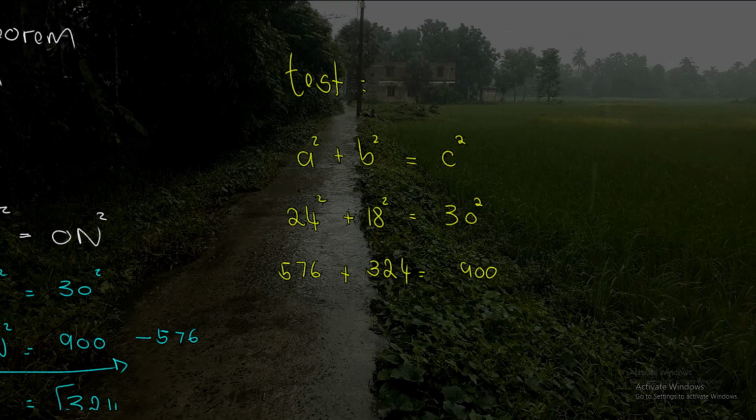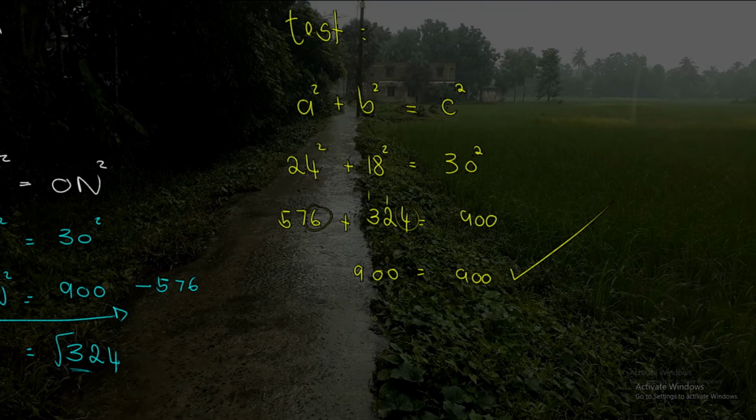If I add these two together, well, 6 plus 4 is 10, 1 goes over. 3 plus 7 is 10, 1 goes over. 5 plus 3 is 8, plus 1 is 9. And therefore, we can see that 900 is in fact equal to 900. So my Pythagorean theorem is correct.